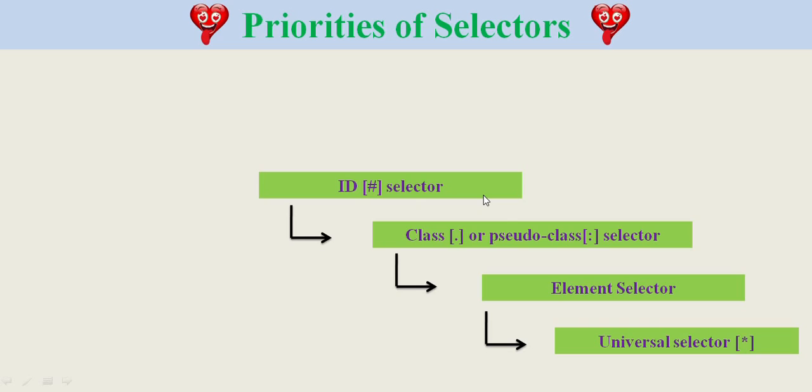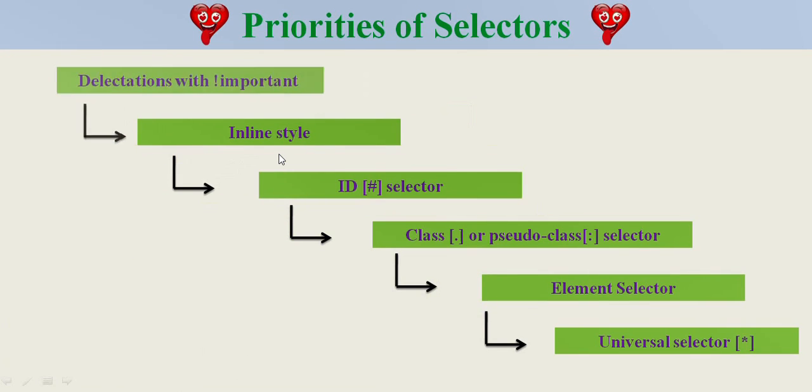If there is no ID selector, then it takes the values from the class or pseudo-class selector. If there is no class or pseudo-class selector, then it takes the element selector. But we have also seen other declarations, like the important declaration and inline style. Before the ID selector, the highest priority is inline style. Inline style is nothing but the style attribute that we give to our elements within the HTML file. If there is any inline style in our HTML page, it takes priority before the ID selector. And before the inline style we have the important declaration.